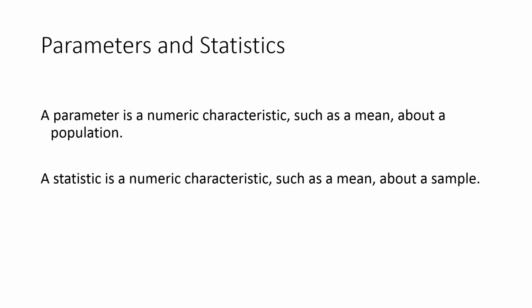A parameter is some numeric characteristic about a population. A statistic is some numeric characteristic about a sample. So parameter, population, statistic, sample. Okay, that's easy to remember. Some examples might be, a parameter might be the population mean, whereas the statistic might be the sample mean. A parameter might be the population proportion of something, and the statistic might be the sample proportion of something.